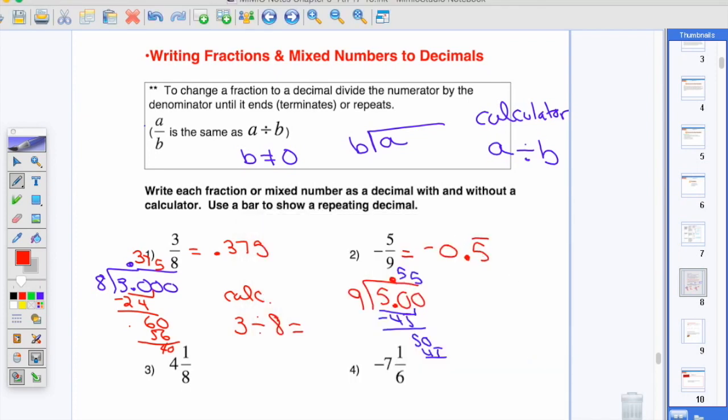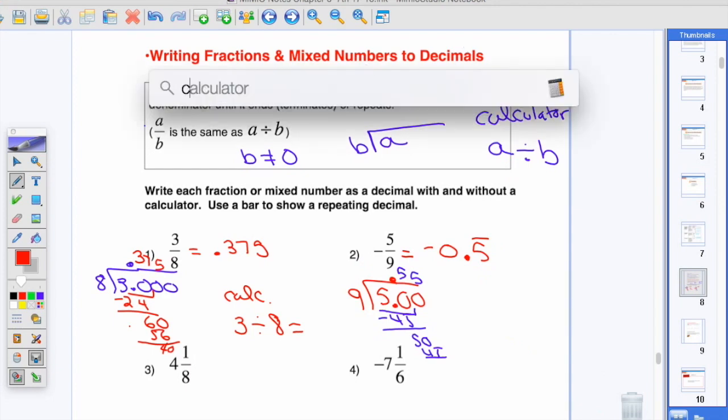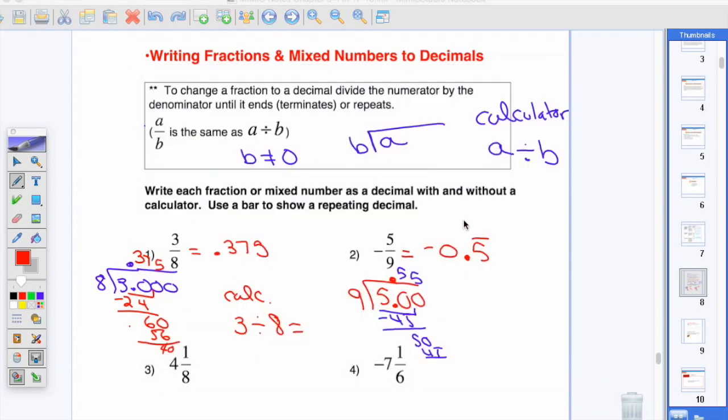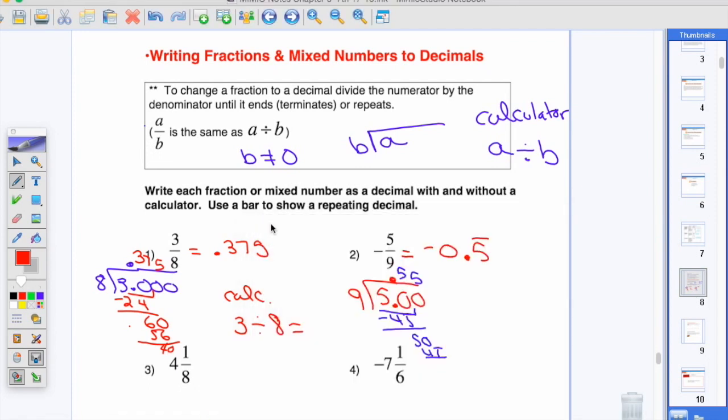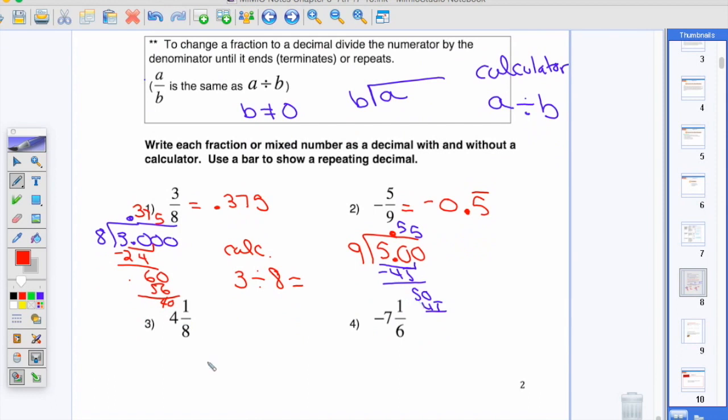Also, to put into the negative, using the calculator, you could do 5, hit the plus or minus key, divided by 9 equals, and you can also see that you have a negative out in front.